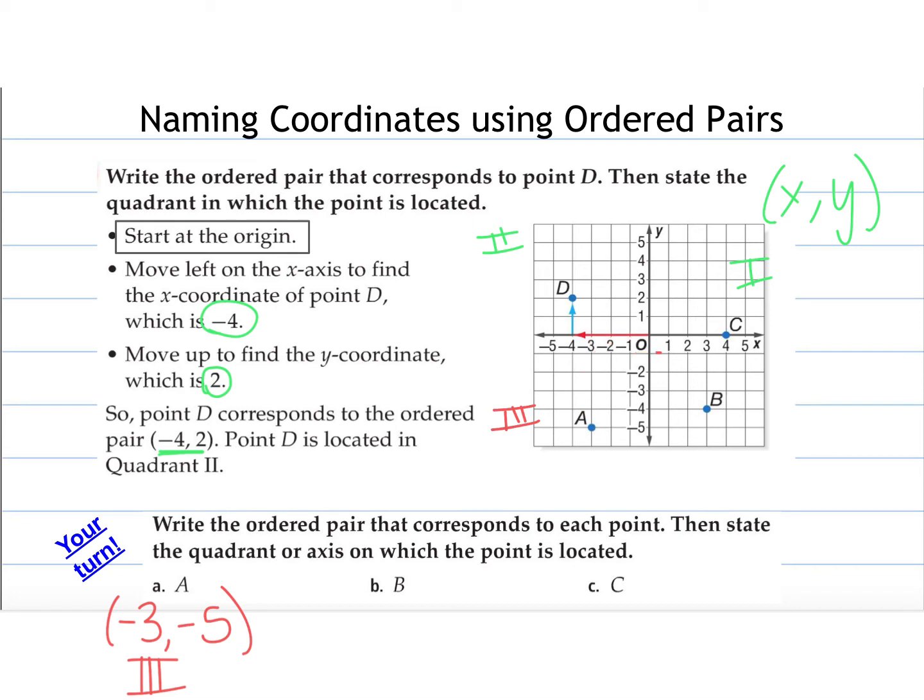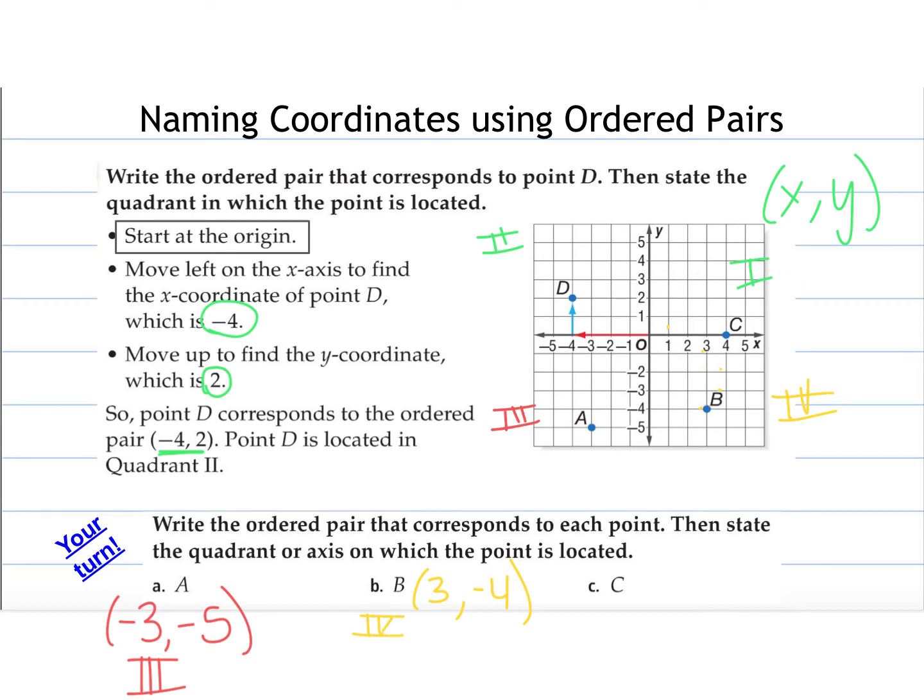Okay, I'm going to erase that. Next one, point B. Looks like we're going to the right now, 1, 2, 3. So that's a +3. From there, we're going down again. This is not labeled, but this is -1. So -1, -2, -3, -4. And it's a negative because we are going down on the y-axis, and that's quadrant number 4 on our coordinate plane.